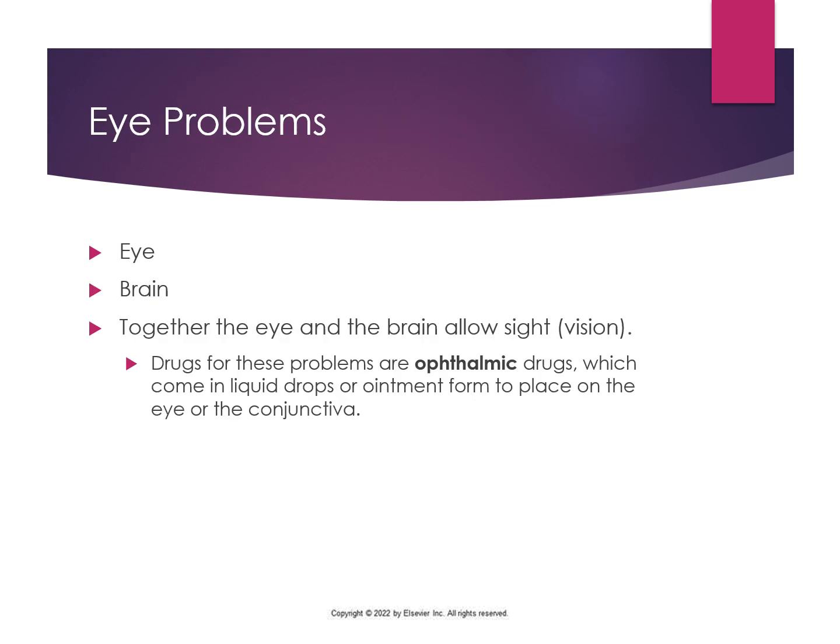Although many problems can affect the eye and vision, those that can be managed with drug therapy include inflammation, infection, and glaucoma. Drugs for these problems are ophthalmic drugs, which can come in liquid drops or ointment form. Many antimicrobial and anti-inflammatory drugs have an ophthalmic form, and their actions are the same as their systemic forms. Follow directions carefully whenever giving the ophthalmic form to avoid underdosing or overdosing.